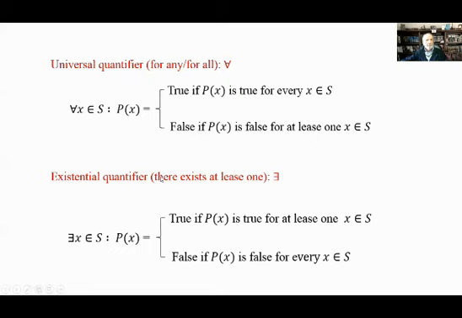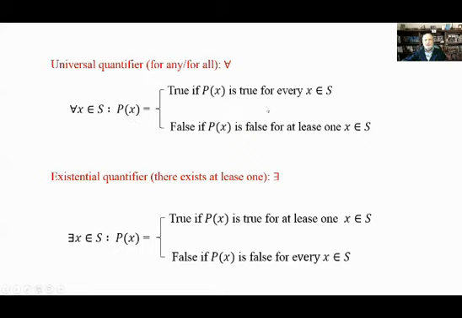Now we are going to define two quantifiers. One is called the universal quantifier. It's said for any, for all, and we use this symbol for it. So you say for any x in S, P(x). This would be true if for any x in S, P(x) is satisfied, P(x) is true. This will be false if you can find an x in S for which P(x) is not satisfied, P(x) is false. That's what we have here.